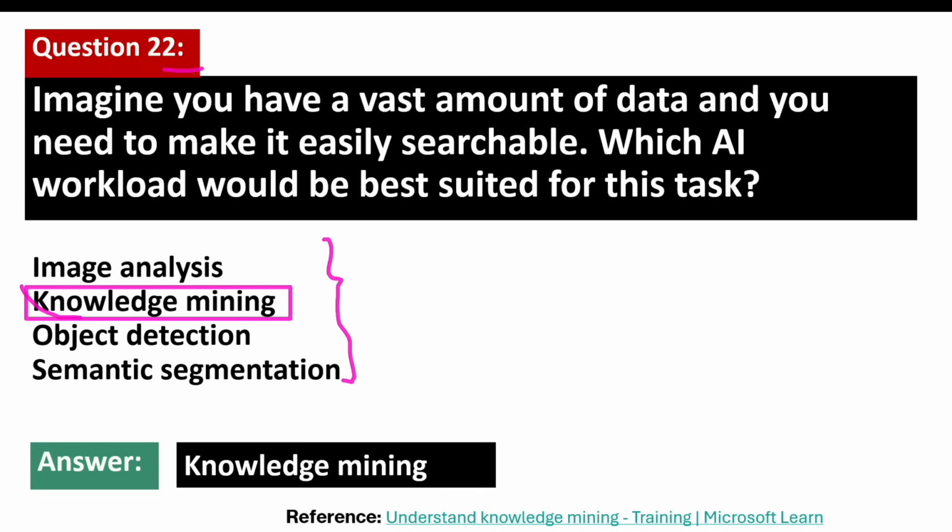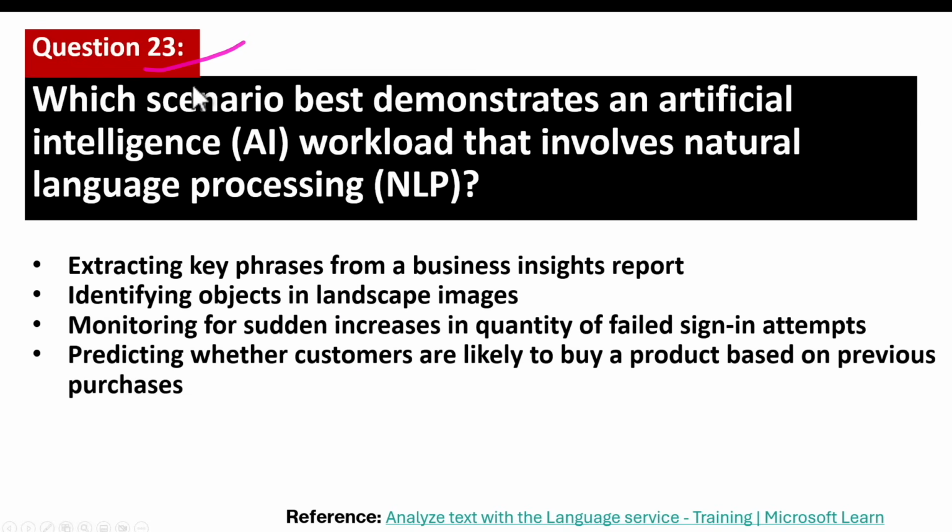So, where is this commonly used? This is commonly used in healthcare, legal, and customer service. So, if you want to know about a real world example on pharmaceutical research, a pharmaceutical company can use knowledge mining to analyze vast amount of scientific literature and clinical trial data. By extracting key insight and identifying potential drug interaction, the company can accelerate the drug discovery process and bring new treatments to market faster. Let's look at question number 23.